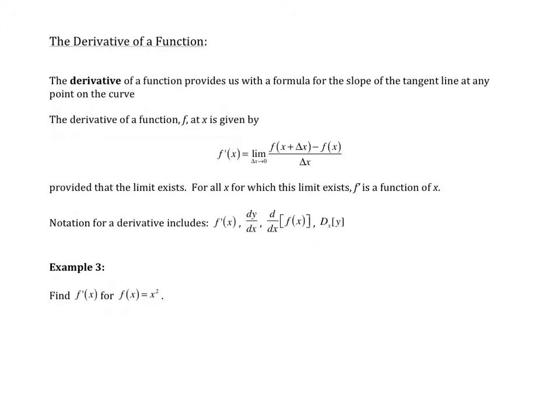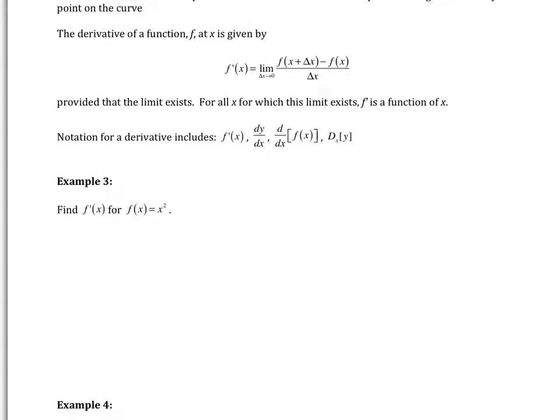There's only a little bit of difference, and of course that's provided that the limit exists. For all x for which this limit exists, f prime is a function of x. Notation for derivatives includes f prime of x, sometimes dy over dx, sometimes d over dx of f of x. There are a lot of different notations, and you want to make sure that you are comfortable with all of them. All right, I'll go through 2 examples, and the rest we will do in class.